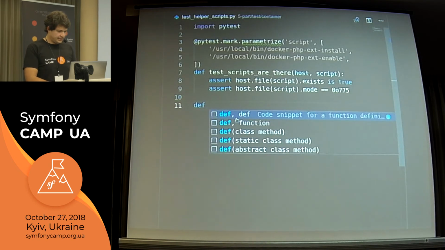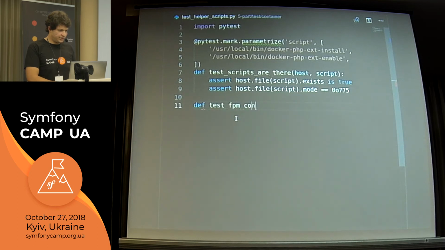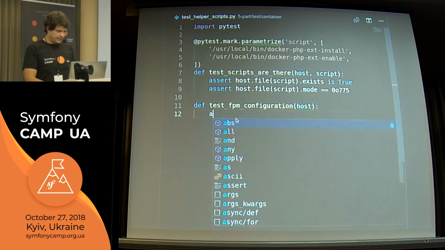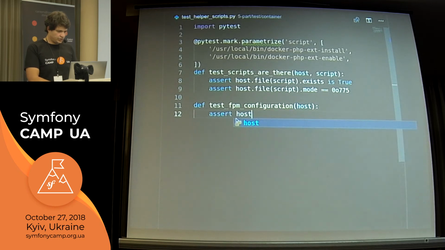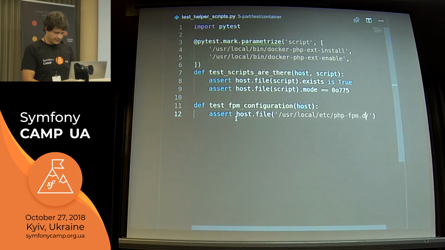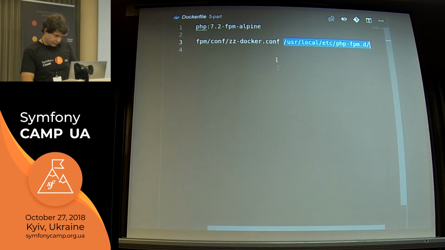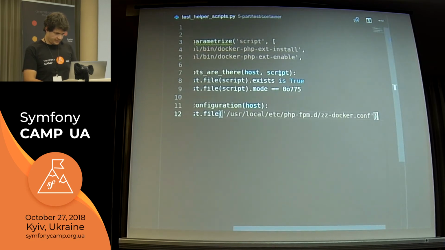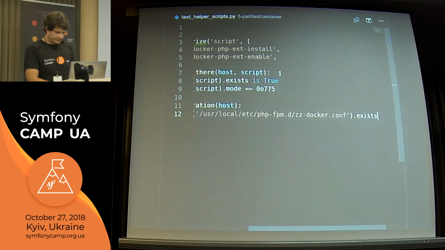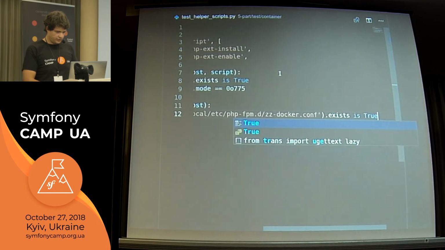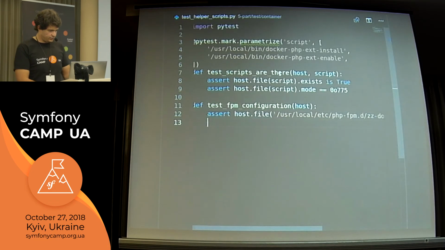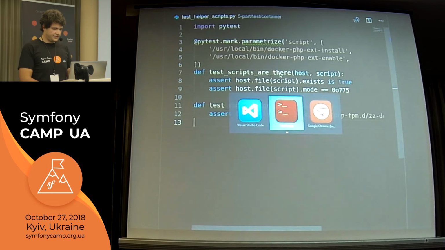So def test FPM configuration. Then I will pass the host again. And then we are going to assert host.file. And this time we are just going to do this docker.conf. This is docker.conf .exists is true. OK. Let's run it again. Let's see if our Docker thing is in there.